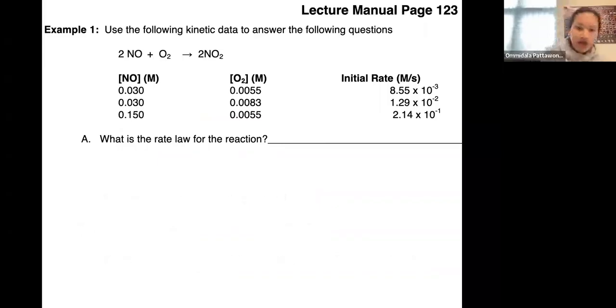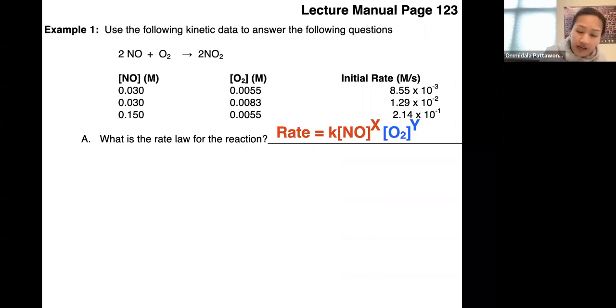Now let's check your work together. We are going to write out the rate law expression, which is the equation that expresses the relationship between rate and the concentration of the reactant. In this case, rate equals K multiplied by the concentration of nitrogen monoxide raised to X, and oxygen gas raised to Y. Our goal is to find X and Y.